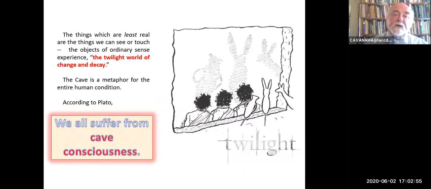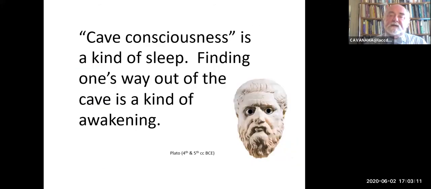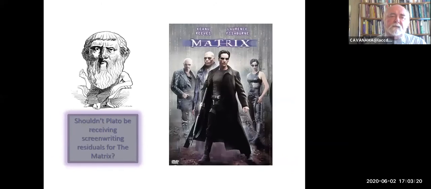The things which are least real are the things which we can see or touch, the twilight world of change and decay, as Plato puts it. And to put someone else's words in Plato's mouth, perhaps, we all suffer from cave consciousness in that twilight world. Cave consciousness is a kind of sleep, and finding one's way out of the cave is a kind of waking up. Hey, shouldn't Plato be getting residuals, screenwriting residuals for The Matrix?